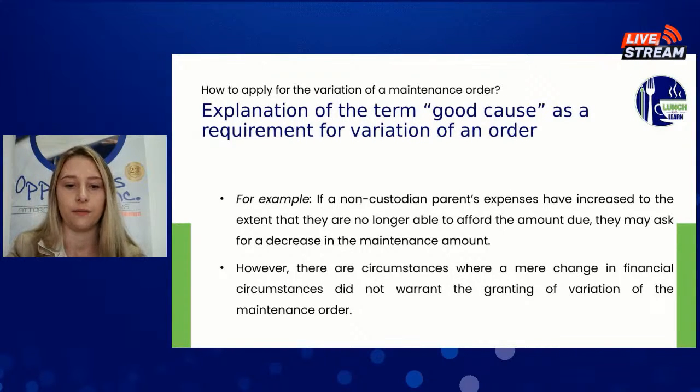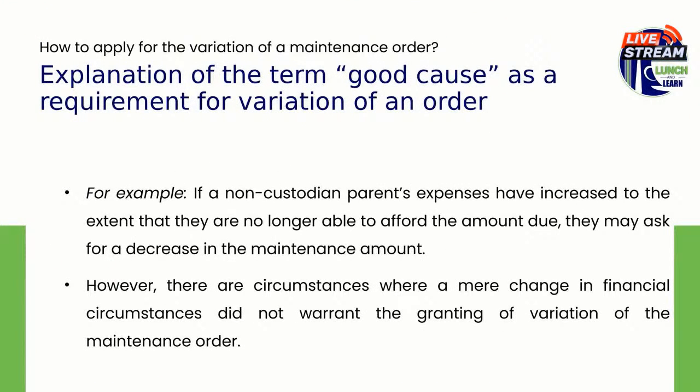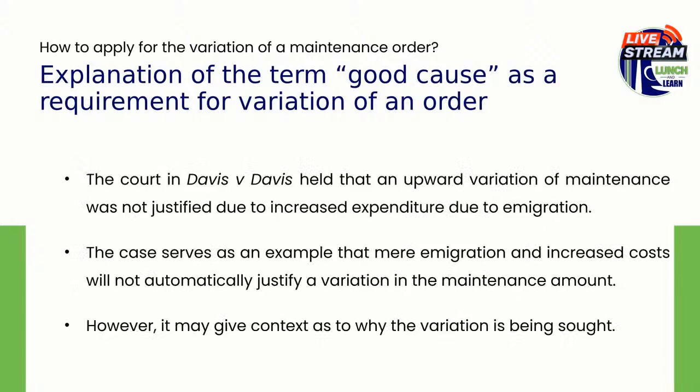However, there are circumstances where a mere change in financial circumstances did not warrant the granting of a variation of a maintenance order. So let's look at an example. The court in Davis versus Davis held that an upward variation of maintenance was not justified due to increased expenditure due to immigration. So this case serves as an example that mere immigration and increased costs will not automatically justify variation in the maintenance amount, but it may give context why the variation is being sought.